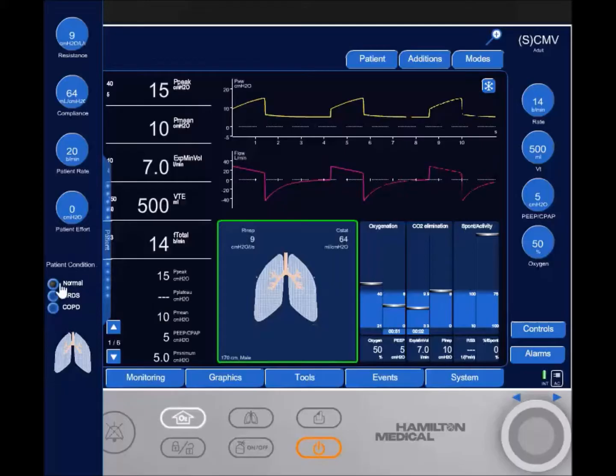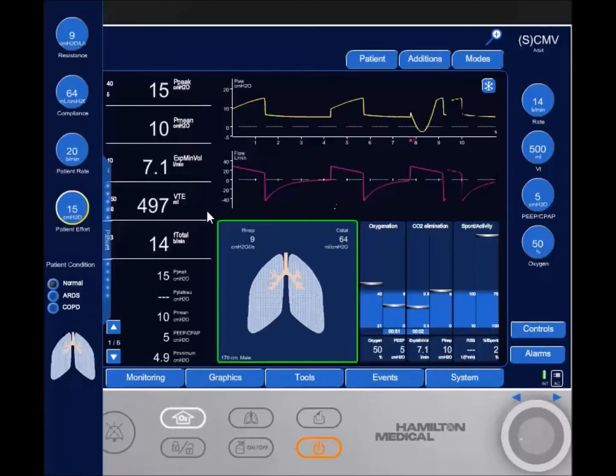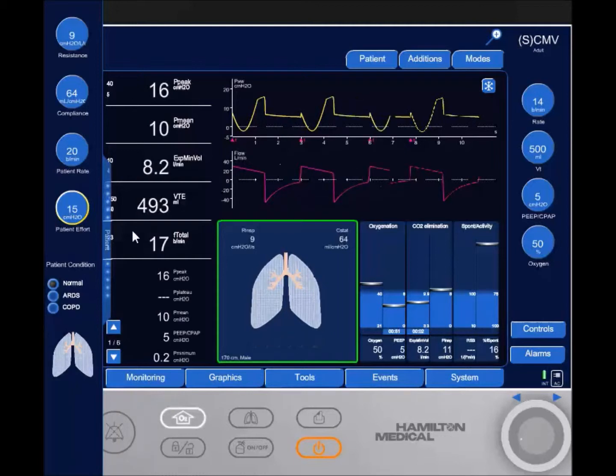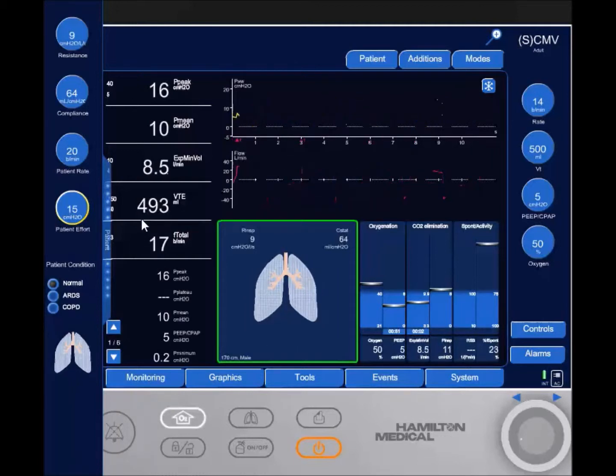So what I'm going to do is I'm going to have the patient now spontaneously breathe, and I'm going to increase my effort from 0 to, let's put it at 15, make him vigorous. And this should be a respiratory rate of 35. My patient's starting to spontaneously breathe. You can see it in the lung tool here. You can see the diaphragm move. You can see it in the waveforms. And my measured values are going to start to pick up.